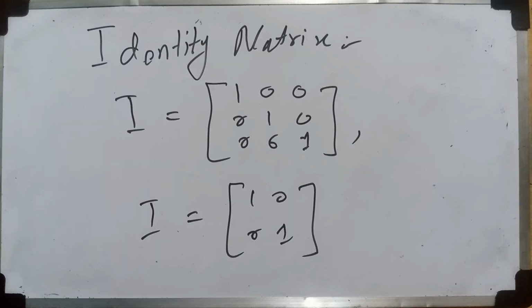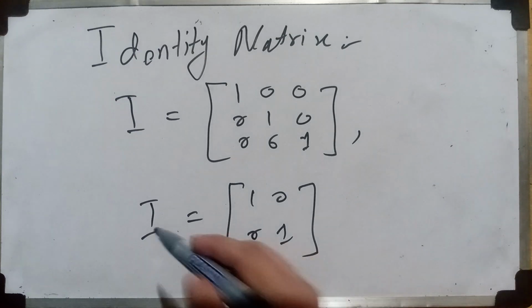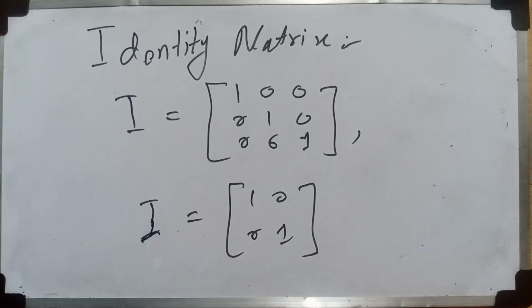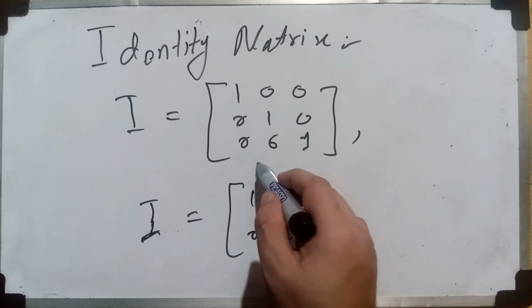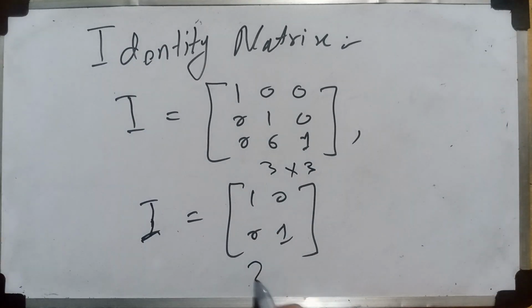Now we will discuss identity matrix. An identity matrix is a diagonal matrix, but with certain conditions. First off, it has to be a square matrix. Second is that all of its diagonal entries must be 1, and non-diagonal entries must be equal to 0. So if these conditions are met, that type of matrix is called an identity matrix. We will use this identity matrix in the upcoming operations on matrices. So that's why we are learning it here. This is a 3 by 3 identity matrix, and this is a 2 by 2 identity matrix.